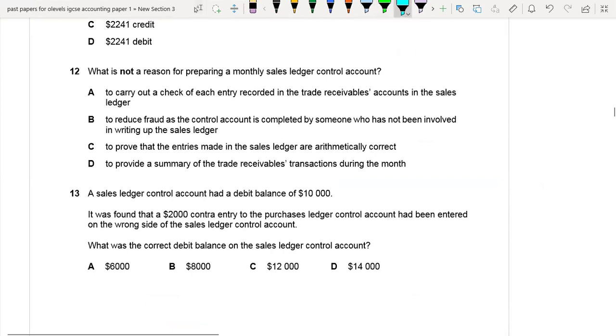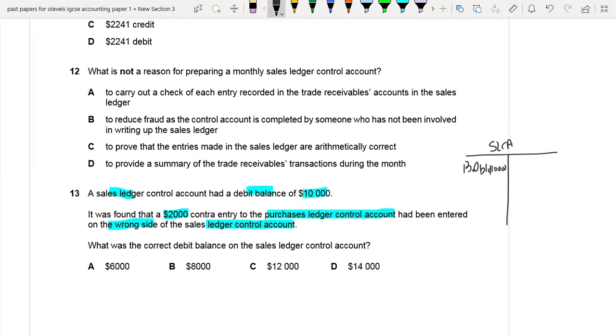13. Sales ledger control account had a debit balance of 10,000. It was found that a 2000 contra entry to purchase ledger control account had been entered on the wrong side of the sales ledger control account. Okay. So basically, we know that in the sales ledger control account, the contra entry to purchase ledger control account had been entered on the wrong side of the sales ledger control account.